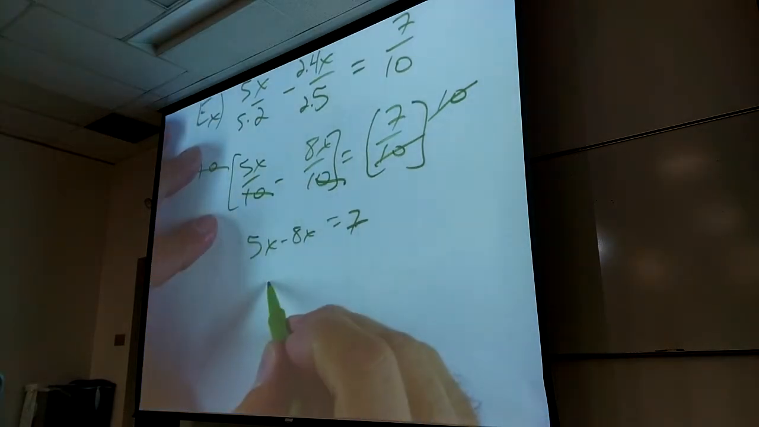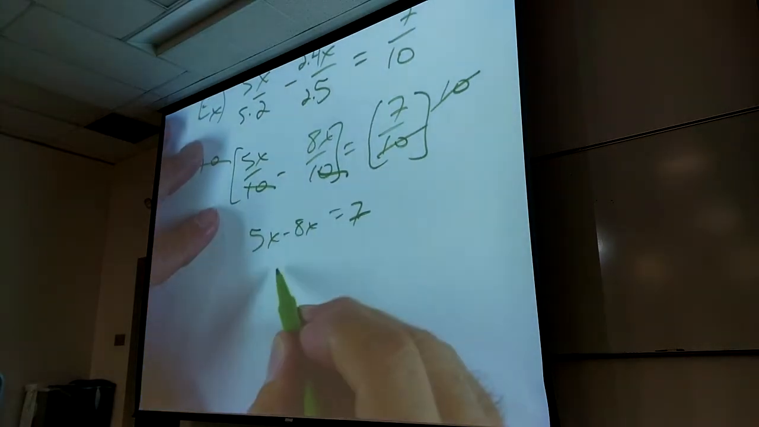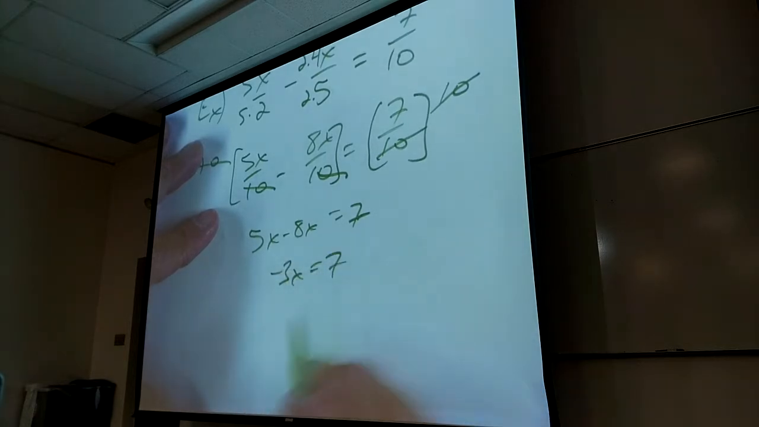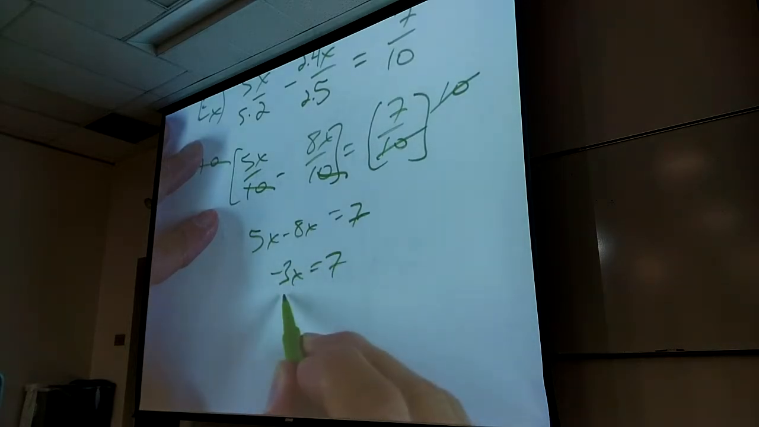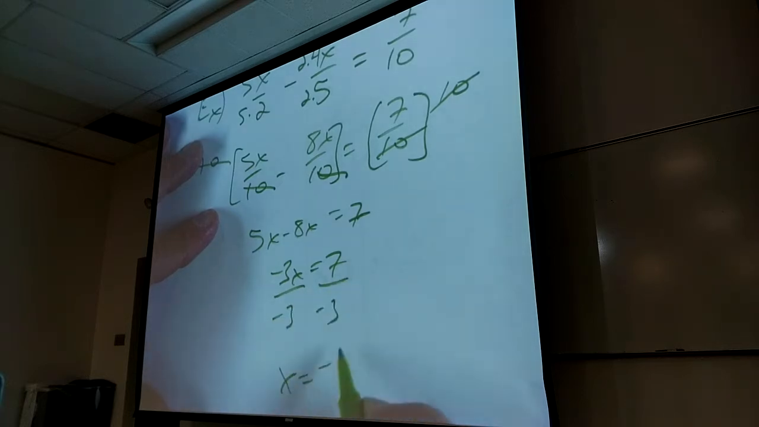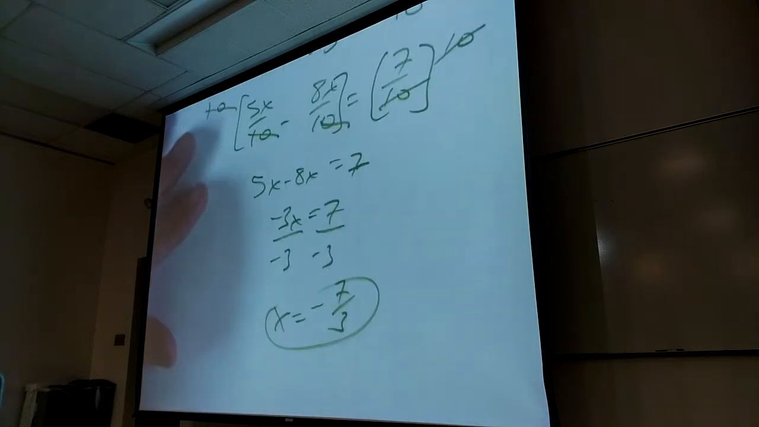Okay. And then just to finish this out, what do you do? X equals 7 divided by... I like it. That feels kind of nice.